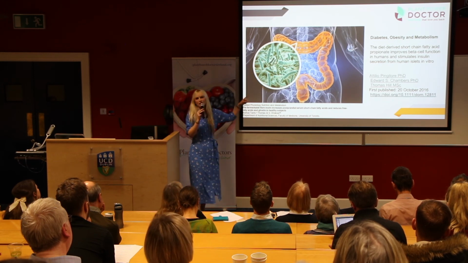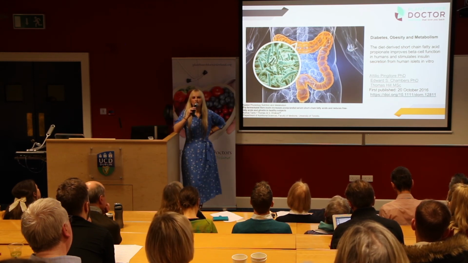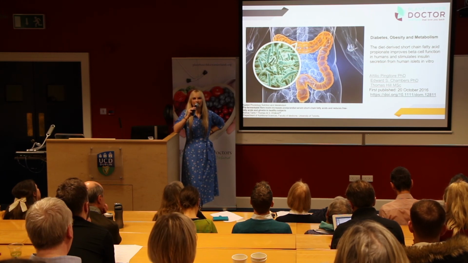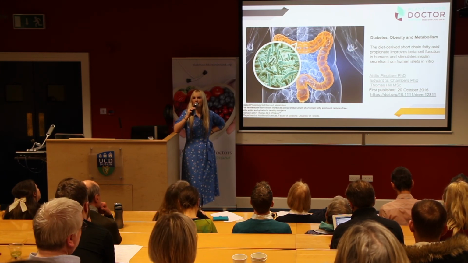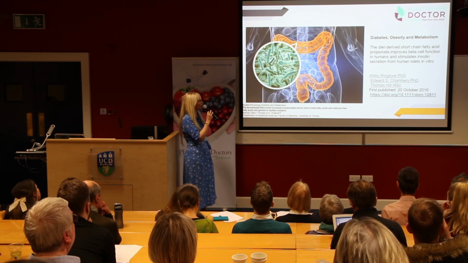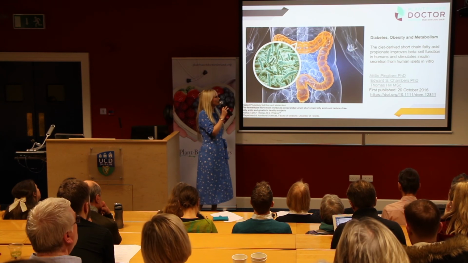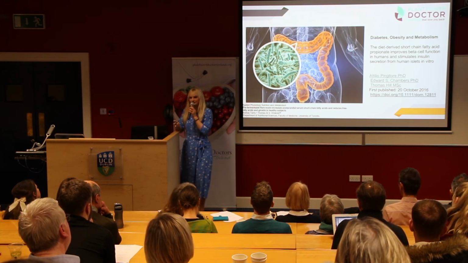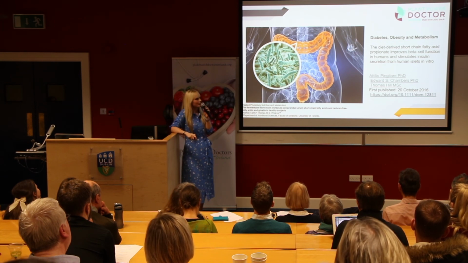Propionate, one of the main short-chain fatty acids that are produced in the gut when you are digesting your beans and your vegetables and your fruits and your whole grains, actually improves beta cell function. And it stimulates insulin in a healthy way. So, how about that? Pretty good, isn't it? So how do people do it?